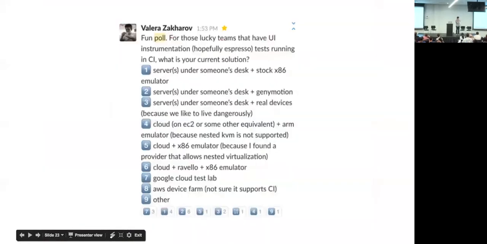But I recently did a little poll on this. There's a Slack community out there called Android Study Group, where the best Android developers are. I did this poll there, asking people how they do continuous integration, specifically on UI. And as you can see, the most popular answers are 1, 2, and 3. So basically some machine under somebody's desk with a bunch of phones or emulators hooked up to it. So it doesn't look very much different from where we were 5 years ago.